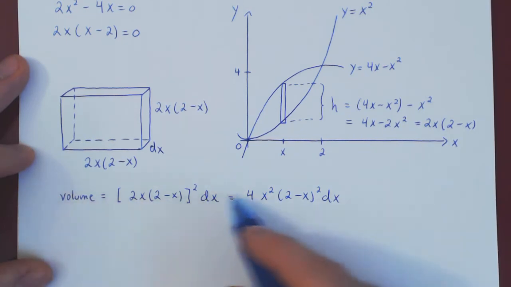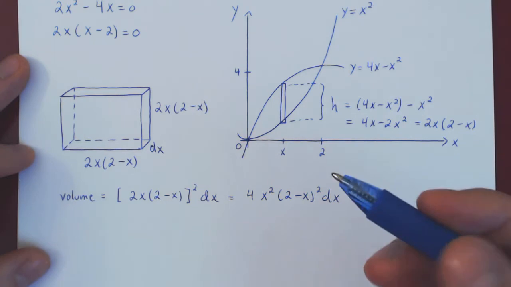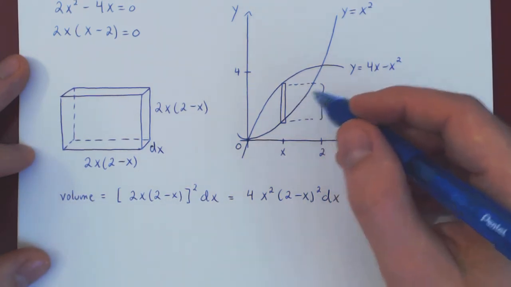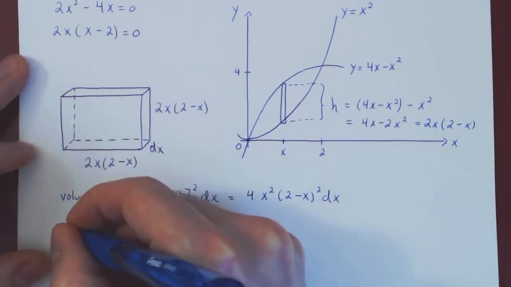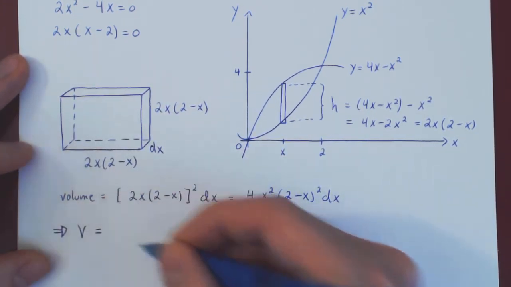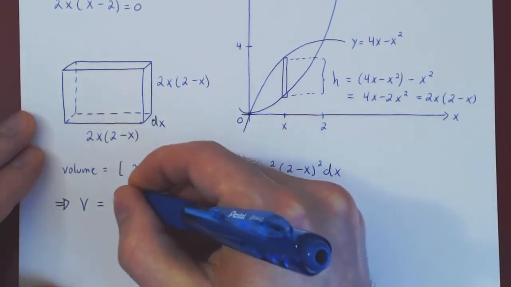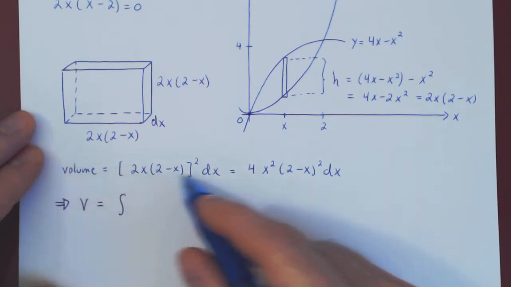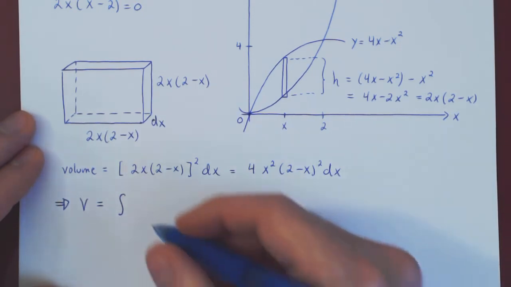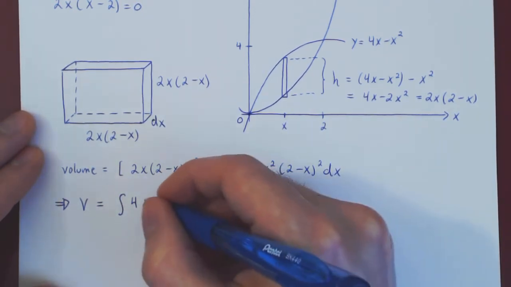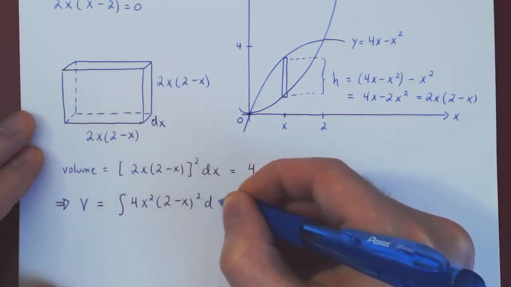So now we have the volume of an infinitesimal cross-section of our solid, and you can ask, well, how do we then obtain the total volume of our solid? Well, of course, it will be by summing. Now we'll use uppercase V for the total volume of the solid, and we can obtain this volume by summing, which is integrating, the volume of every little cross-section of our solid. The volume of those cross-sections is 4x squared times (2 minus x) all squared dx.